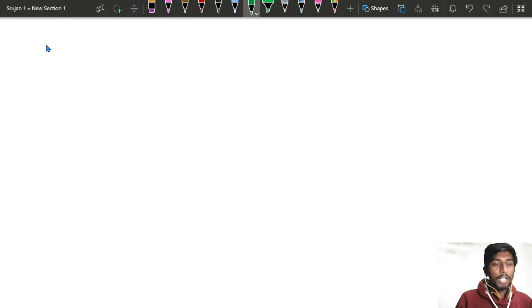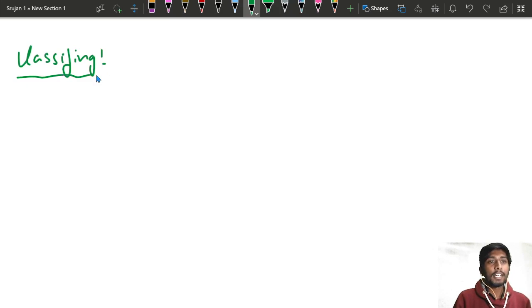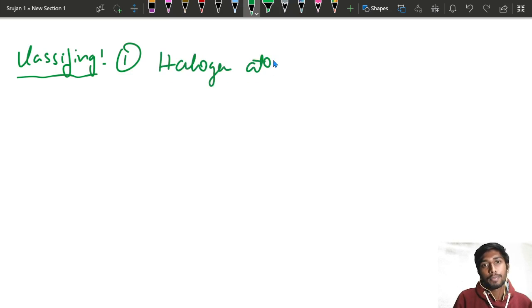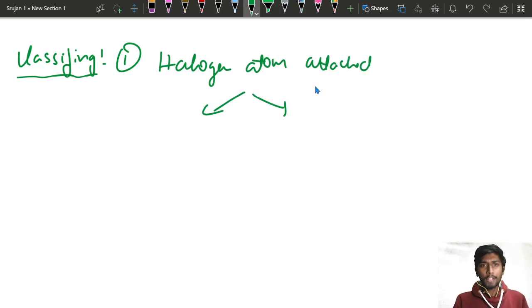Fine. Now, last class I was classifying the compounds. There is a classification of haloalkanes and haloarenes based on the halogen atom attached. I'll just sum up faster.